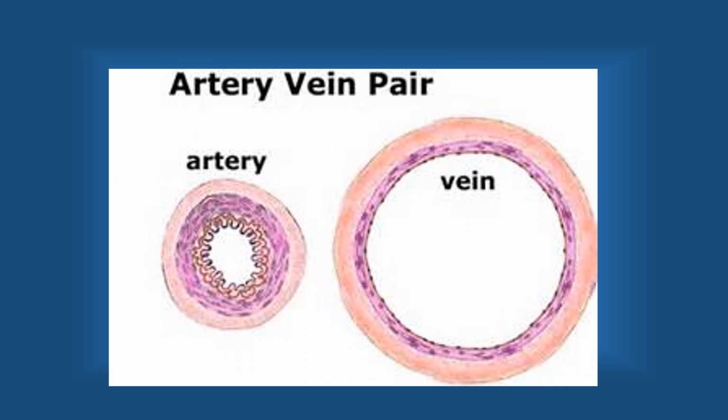Okay, so here they are. You can see that tunica media in the artery is much thicker. This is to allow the artery to tolerate higher pressures, because remember, the arterial side of our circulatory system is the high pressure side, the venous side is the low pressure side.